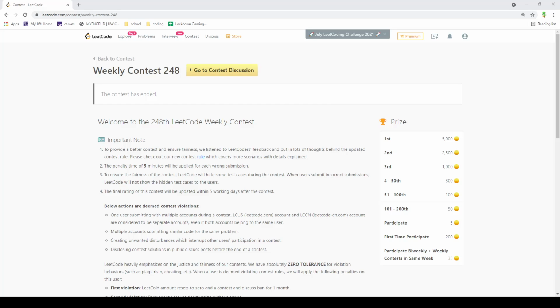Hey everyone, today I'll be going over questions 1 through 3 of weekly contest 248. Question 4, I took a look and it's quite complicated. It uses a rolling hash, which I am not that familiar with, and so I don't think I'd be suited to try to explain the solution.